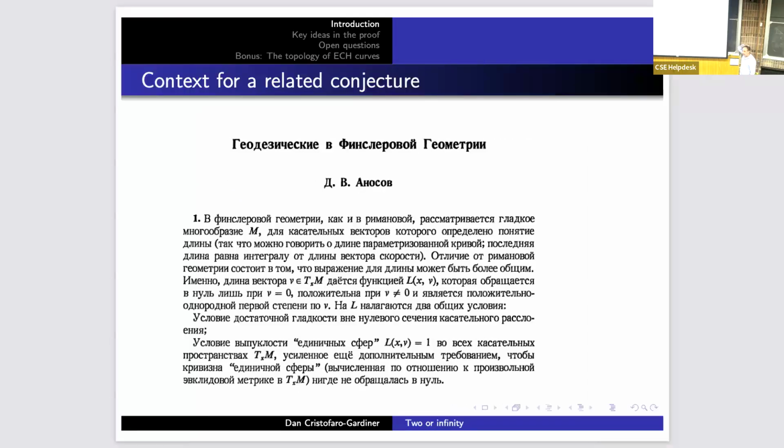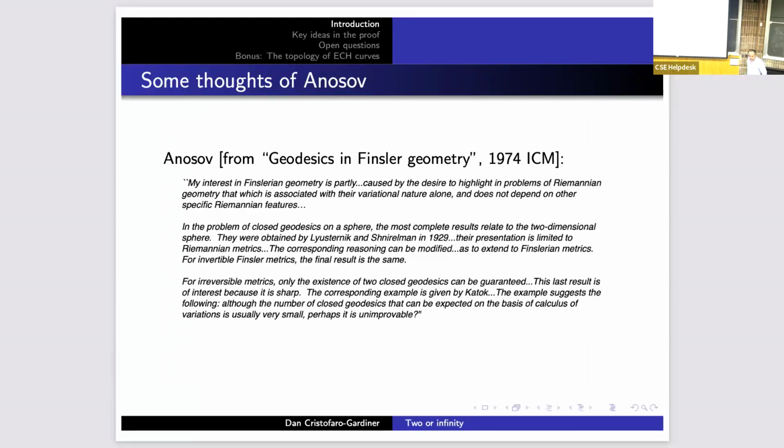Okay, so there's a related conjecture. I have a paper here. It might be hard for many of you, but probably not all of you, to parse because it's in Russian. This is the 1974 ICM address of Anosov called Geodesics in Finsler Geometry, and I translated a little bit of it. Personally, I also don't speak Russian, but I had both Google Translate and a friend who speaks Russian. I think it's interesting because it's always interesting to know why the people who popularized these questions were even thinking about them in the first place.